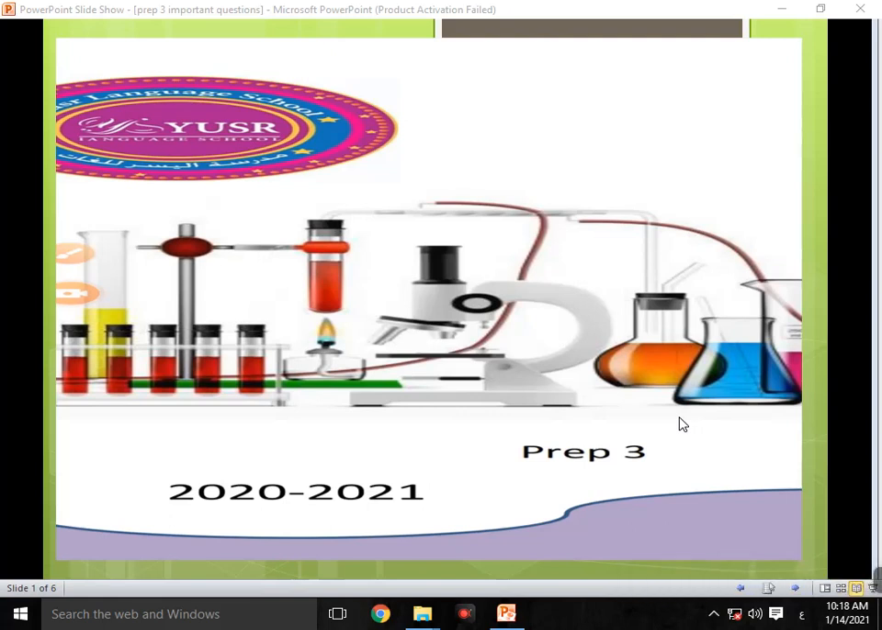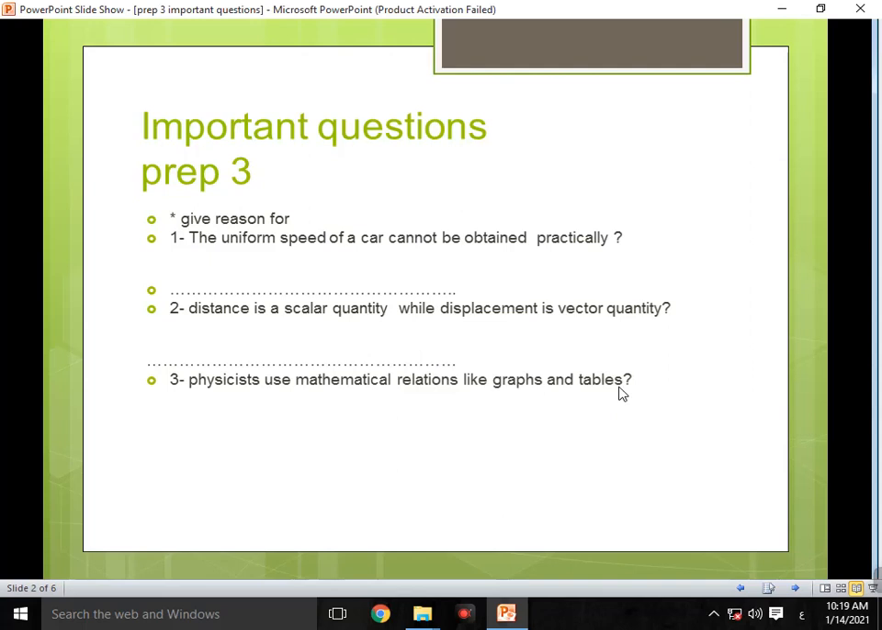Today we are going to do revision on science. Question number 1. Give reason for the following. 1. The uniform speed of a car cannot be obtained practically because the car speed changes according to the conditions of the road and traffic.